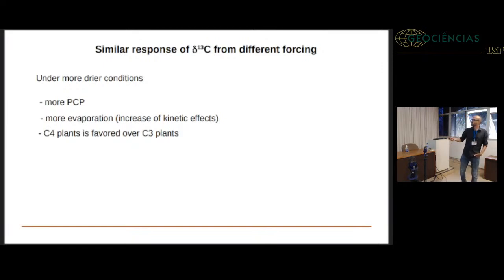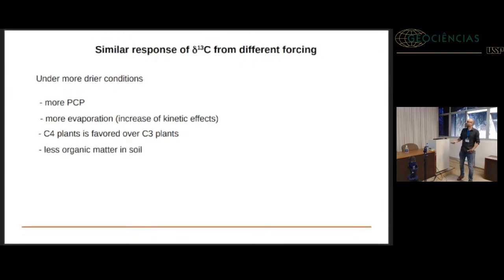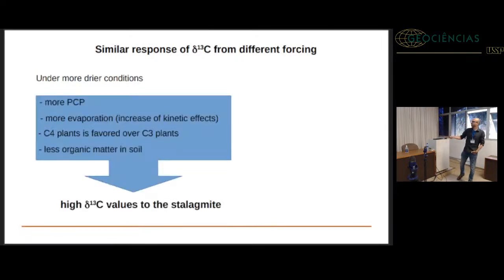you're basically favoring C4 plants over C3 plants. Like grasses go better in more dry conditions than C3 plants. And C4 plants have higher δ13C values. Also, with drier conditions, you have less organic material in the soil. So in a dry period, you have everything together here. It's everything in this list here. You provide higher δ13C values to your stalagmite. So you have a long dry period, you have everything coming together here, then you have more δ13C.